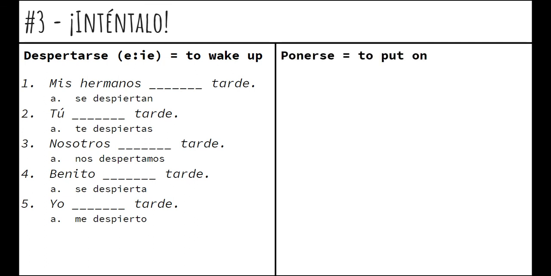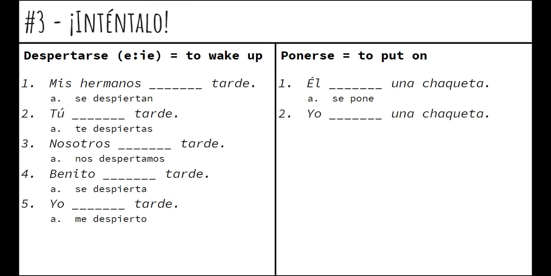Then we're going to try another verb. We've got ponerse, which means to put on. Número uno, él blank una chaqueta. You should have se pone. So se matches with él, and pone is conjugated to match él. Número dos, yo blank una chaqueta. You should have me pongo. So yo me pongo una chaqueta.